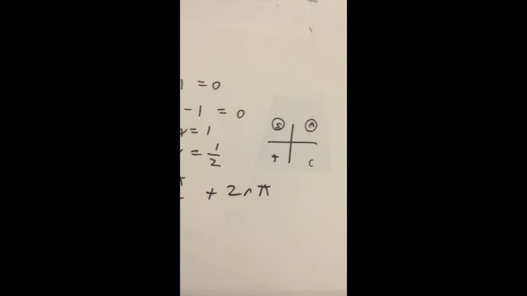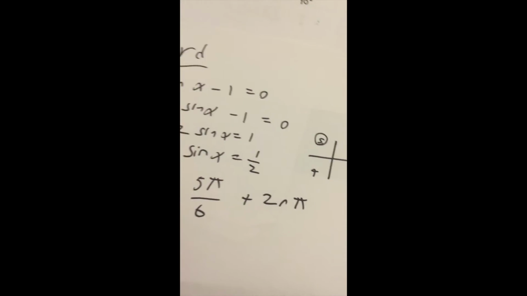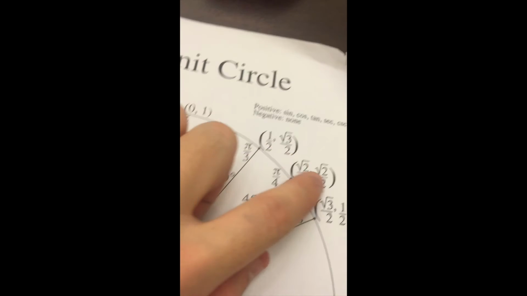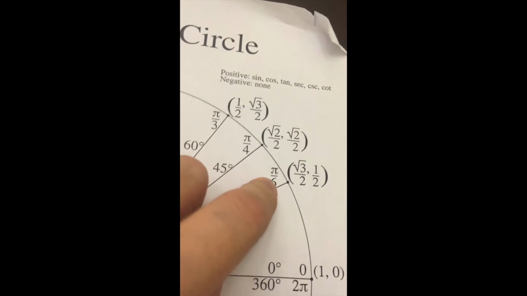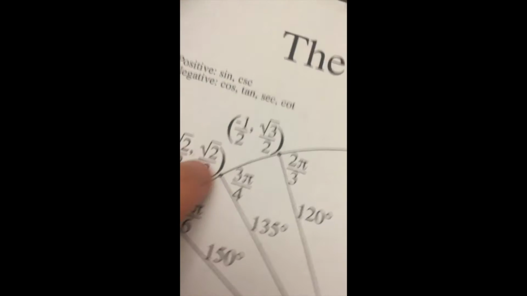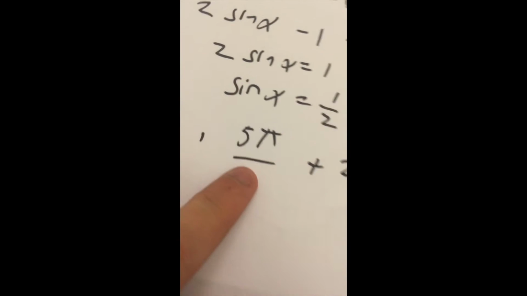Now that we know that, we're going to look where sine is positive in these quadrants. So we know sine, which is y, is positive in pi over 6, so that's one of the answers. And then we're gonna look for the other quadrant where y is positive, and we recognize right here 5 pi over 6, and that's one of the answers too.